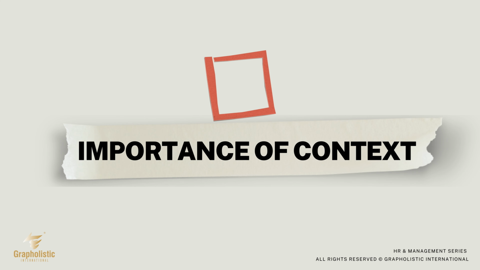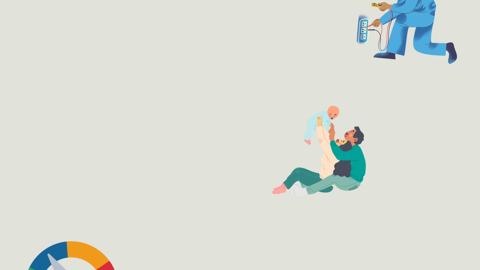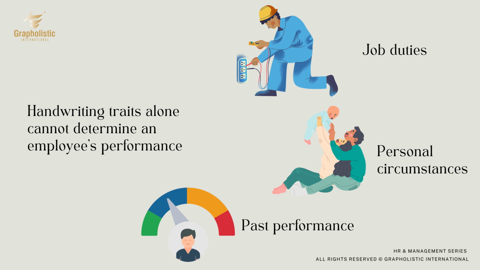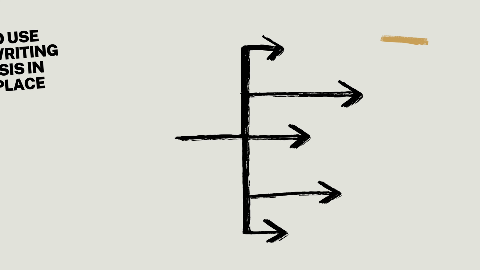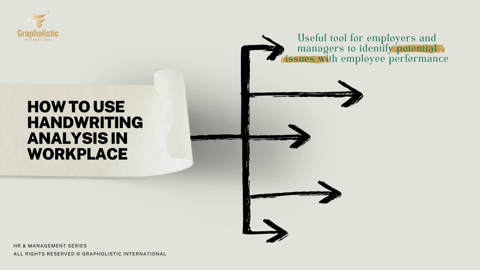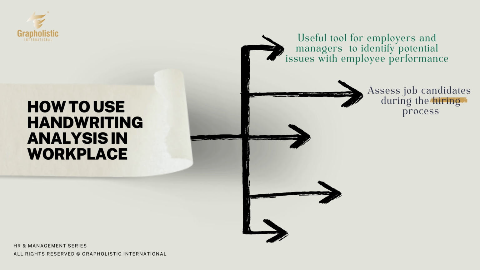It's important to note that handwriting analysis should be viewed in context. Handwriting traits alone cannot determine an employee's performance. It's important to consider other factors, such as job duties, personal circumstances, and past performance. Handwriting analysis can be a useful tool for employers and managers to identify potential issues with employee performance. It can also be used to assess job candidates during the hiring process.